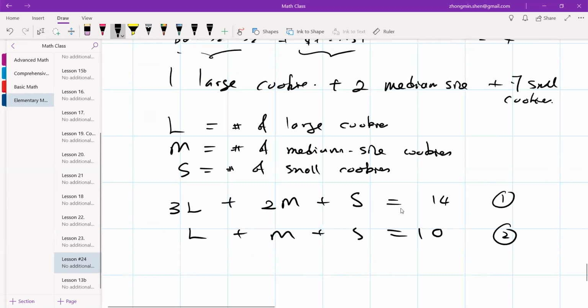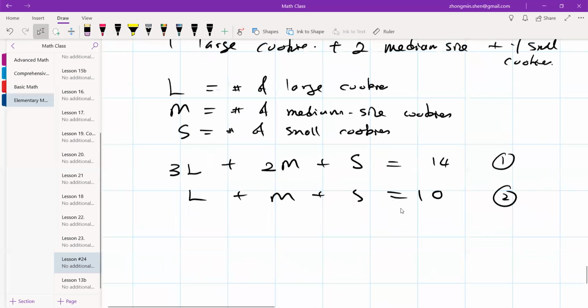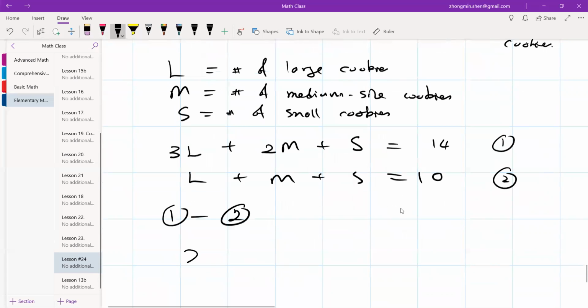I'm trying to give you something like this kind of equation, so basic math can be much easier to study. So you take the difference. Take the difference means the top one minus the bottom one. 3L minus 1L, that's only 2L left. 2M minus M, only 1M left. S minus S is gone. 14 minus 10 is 4.